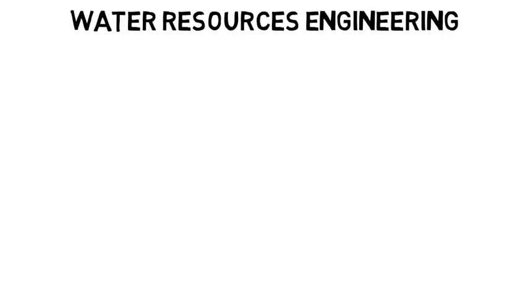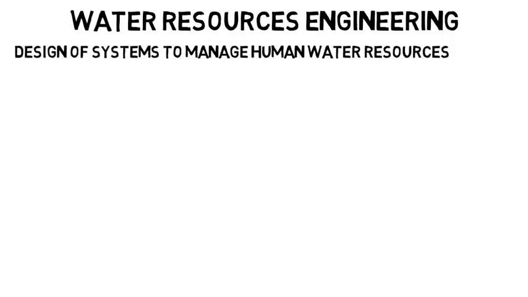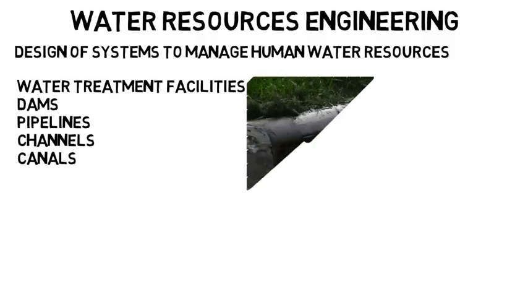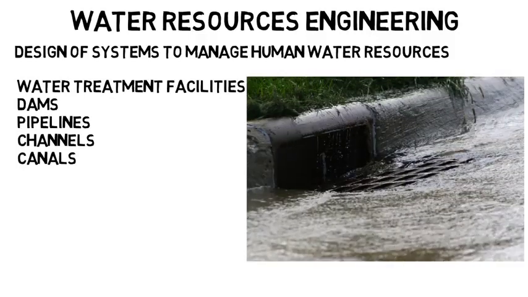Now let's move on to water resources engineering. This is about the design of systems to manage human water resources. They can work on a water treatment facility, designing dams, pipelines, channels, canals, and so on. Maybe you have to design a storm drain system in the event of a large storm. Where is all the water going to go, and how will you get it to the ocean efficiently?